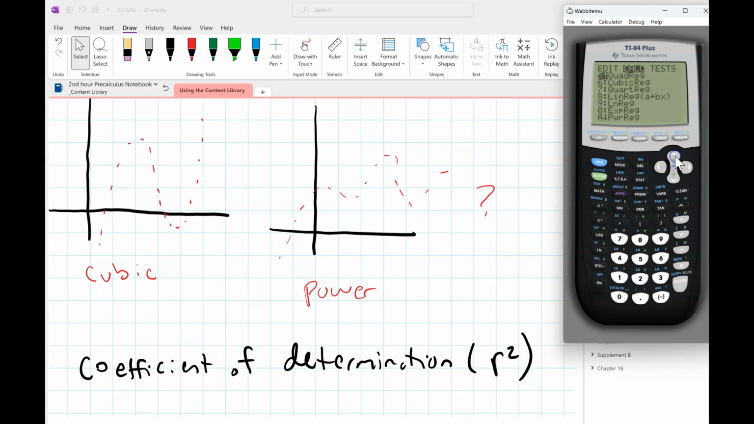Let's say that we tried to do this as a quadratic regression. Now, would I really want to do that given the scatter plot we saw? No, right? But let's just do it for funsies. So I pick quadreg.